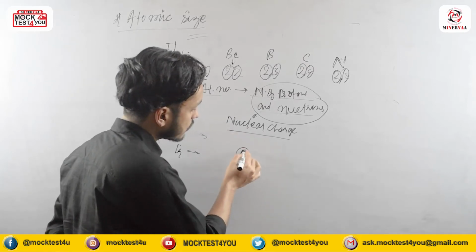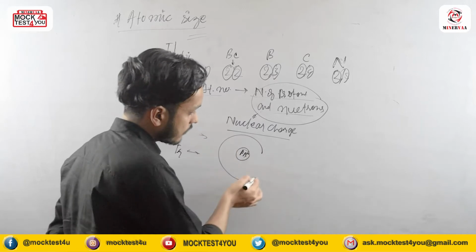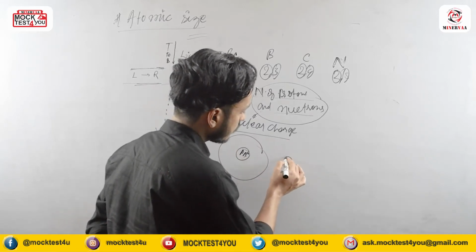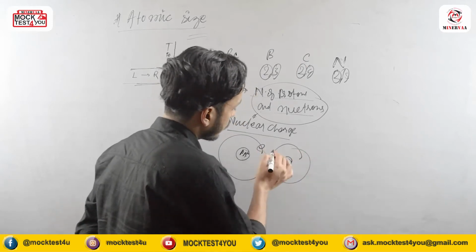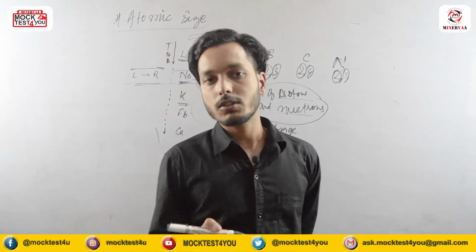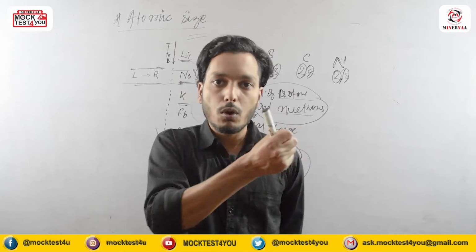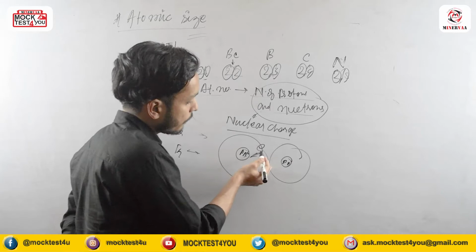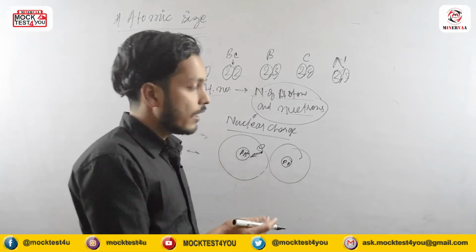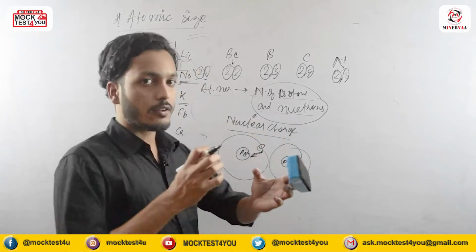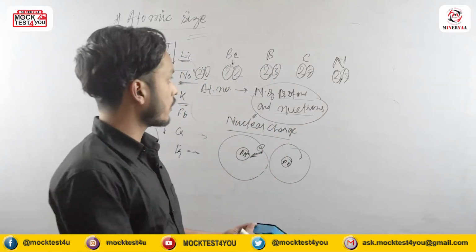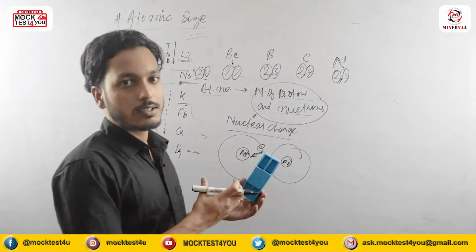If this is the nuclear charge, this is the nucleus here, and since the nuclear charge is increasing, what will happen? The electron present in the outermost shell will be attracted more powerfully, or we can say it will be attracted more towards the nucleus, right? And what will happen if the nucleus is attracting the electrons more toward itself?